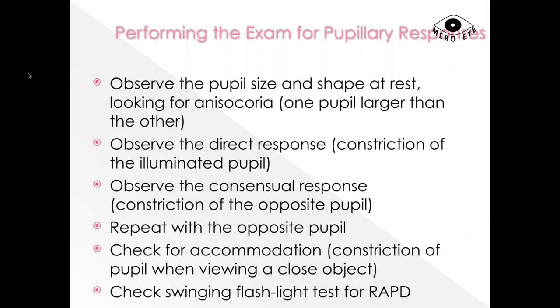Now we have to check for the accommodation reflex. We ask the patient to look at a near target and observe for the constriction of the pupil. The fourth thing that we observe is the swinging flashlight test to look for RAPD. RAPD means relative afferent pupillary defect.